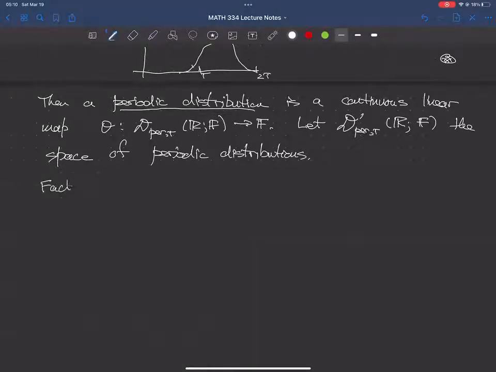Fact, theta is in D prime per T of R F, okay. Okay, so here, let me try to say this more carefully.